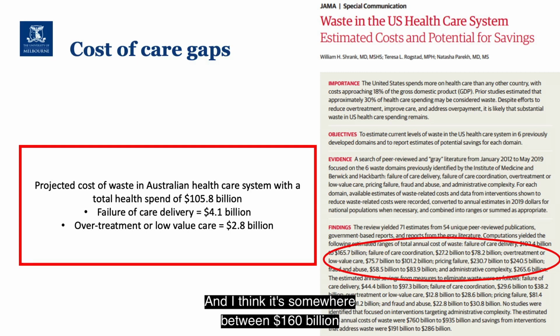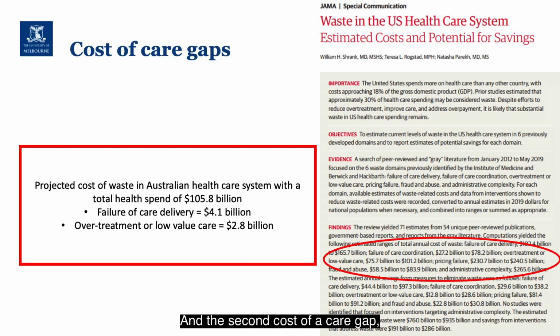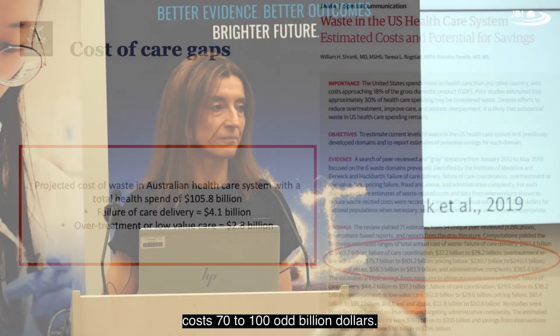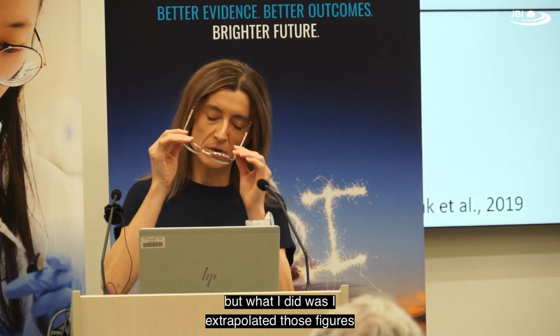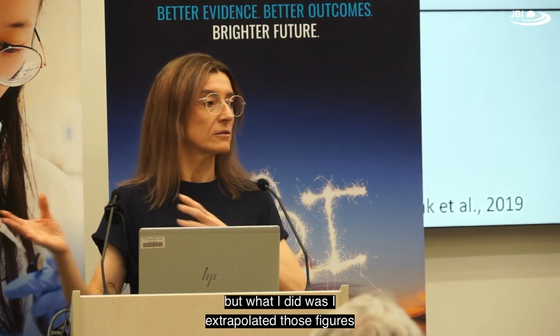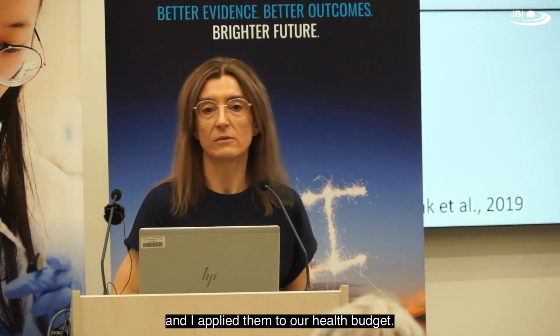And I think it's somewhere between $160 billion a year, thereabouts. And the second cost of a care gap, which is around over-treatment, costs $70 to $100 billion. So that's every year. Now, we haven't done a similar study in Australia, but what I did was I extrapolated those figures and I applied them to our health budget.